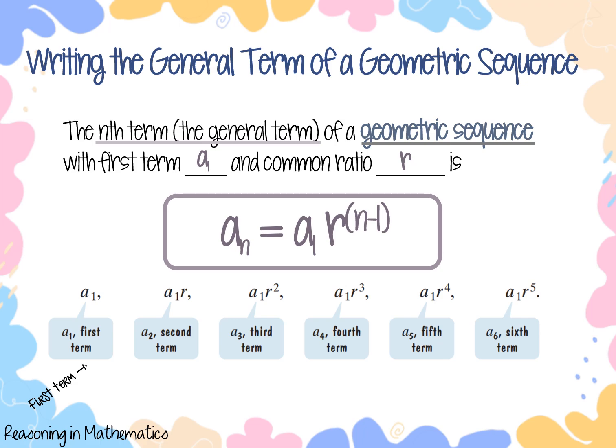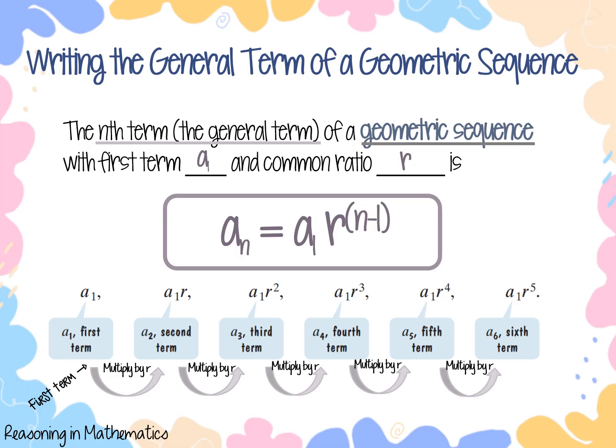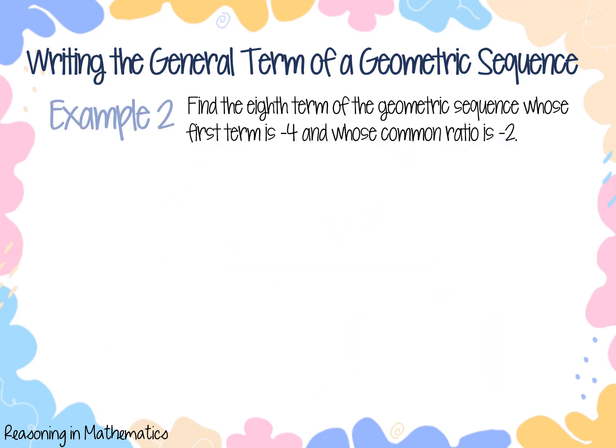There's our first term, a sub 1. To get the second term, we multiply by r. We get a sub 1 times r. Multiply by r again to get the next term, and keep doing that. Hopefully you'll see the pattern. Like for the 6th term, we're raising r to the 5th power because we have multiplied that first term by r 5 times. That gives us our general term of a geometric sequence.